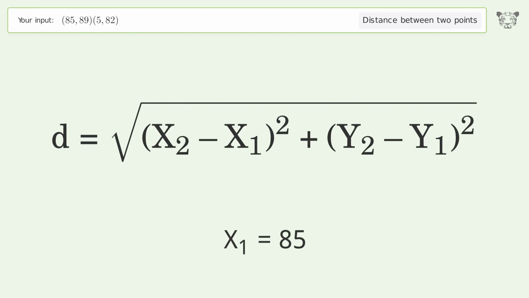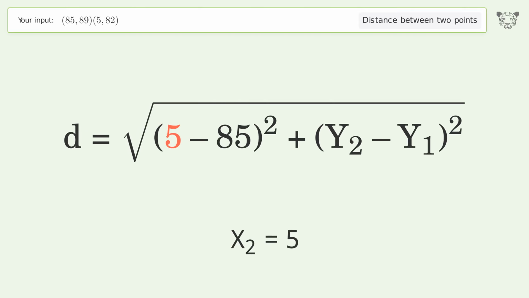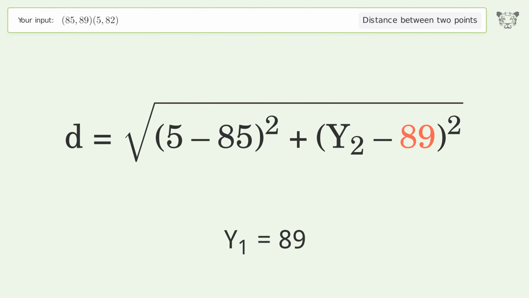x1 equals 85. x2 equals 5. y1 equals 89. y2 equals 82.